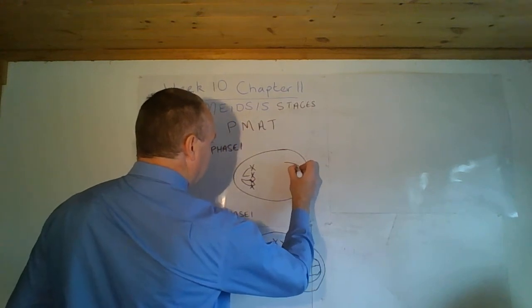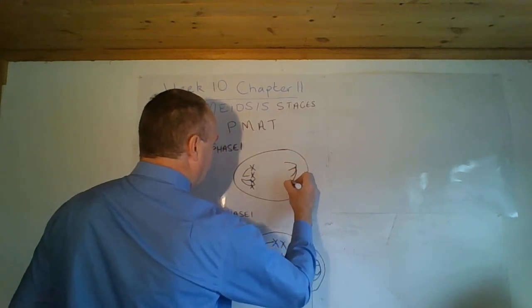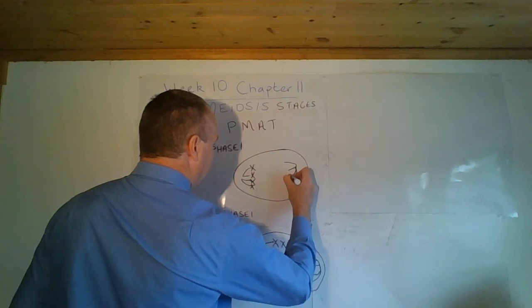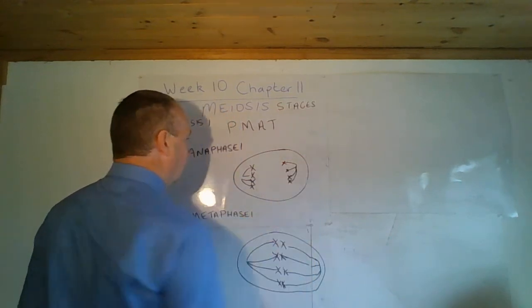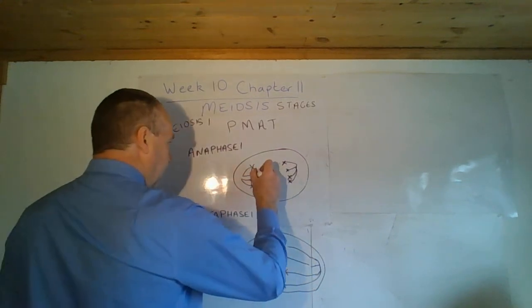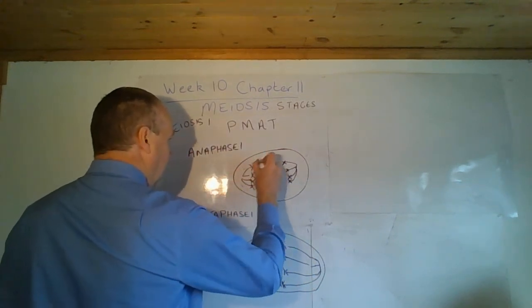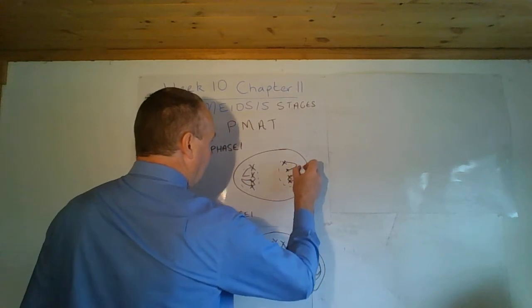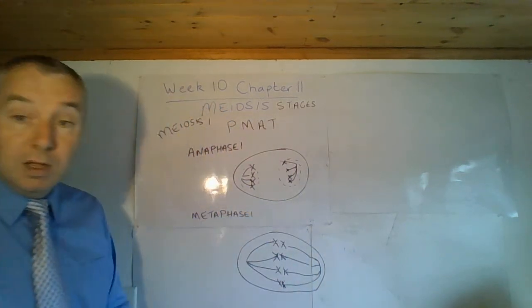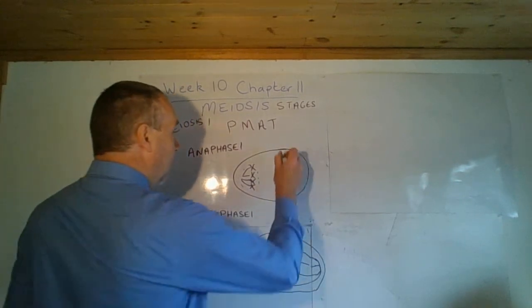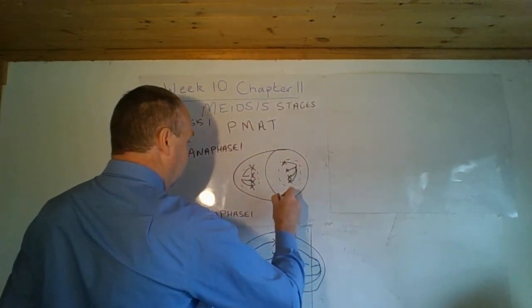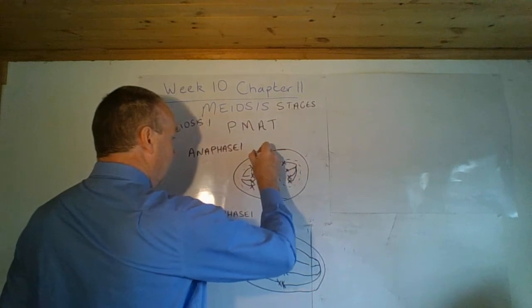And over here we're seeing the same thing. And we're seeing a nuclear envelope being reformed around each one of these. And then we go through cytokinesis, and that basically finishes the process of giving us two separate daughter cells.